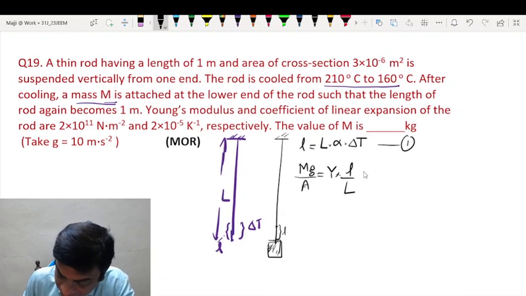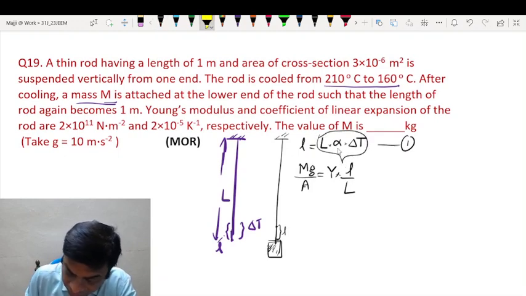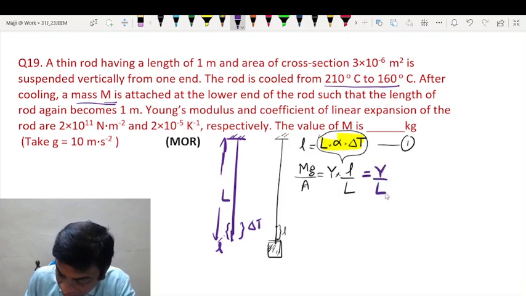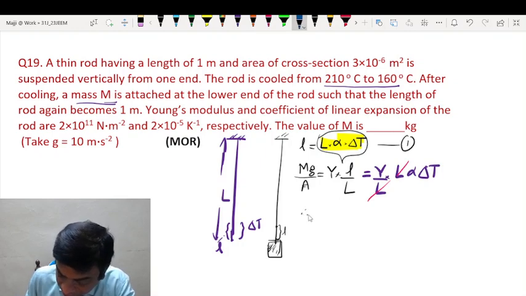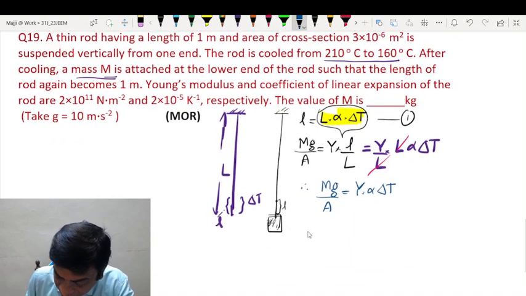Now from equation 1, let us substitute for small l here. So that will become Y upon L into L alpha delta T. L gets cancelled here. So mg by A is equal to Y into alpha into delta T. So just substitute the values, that's all.